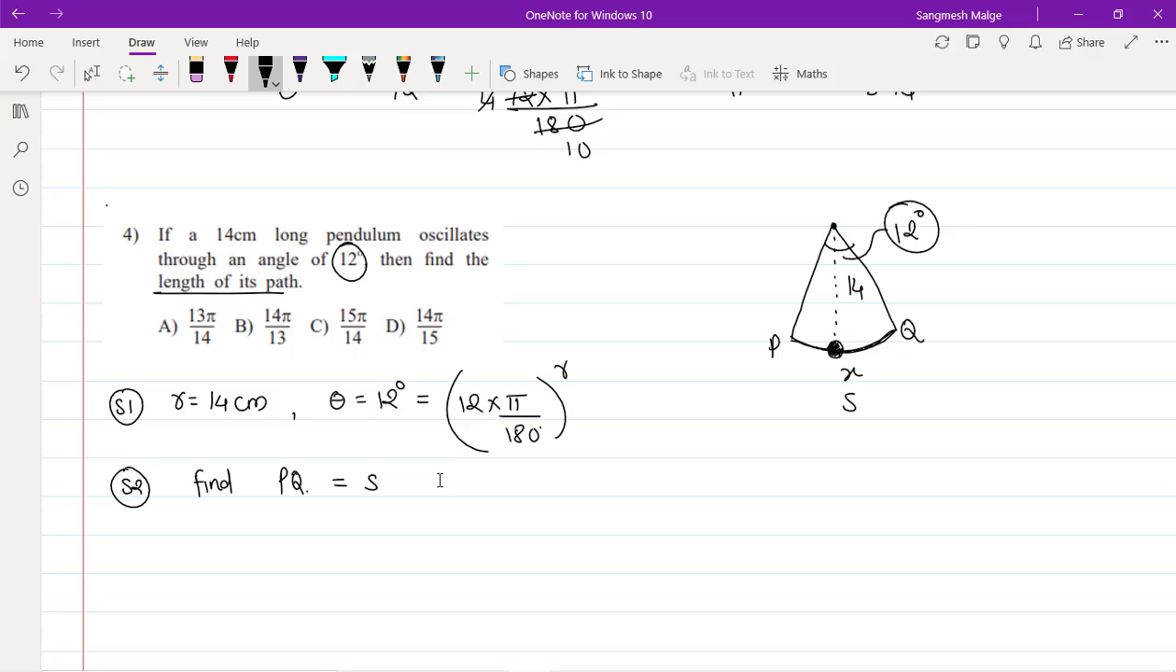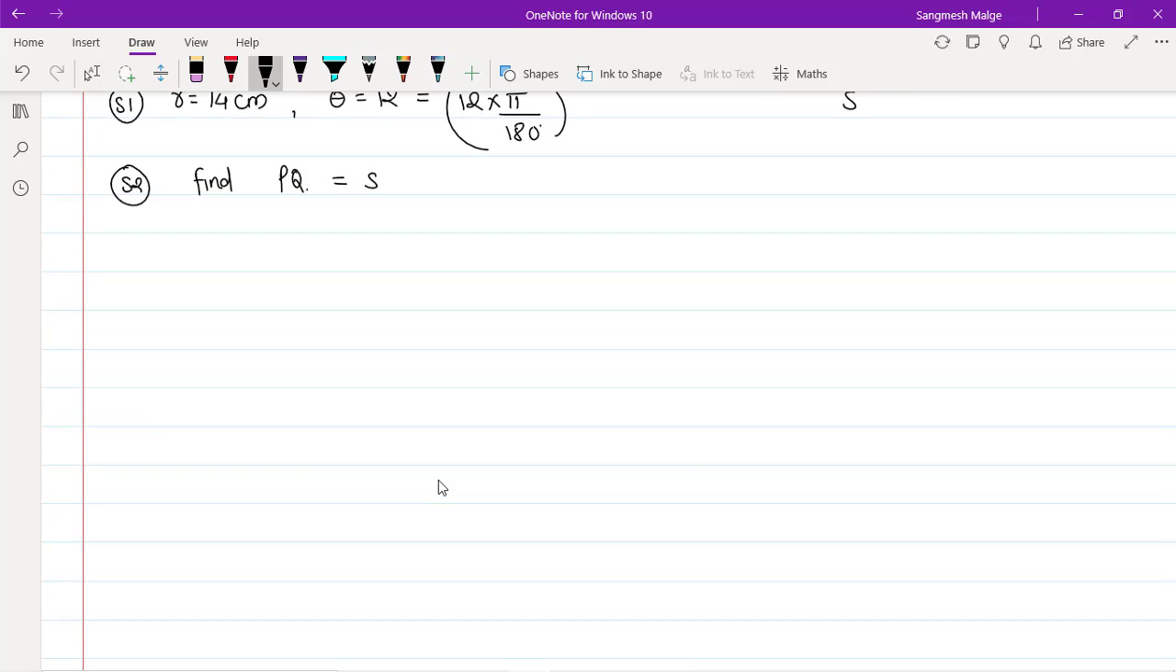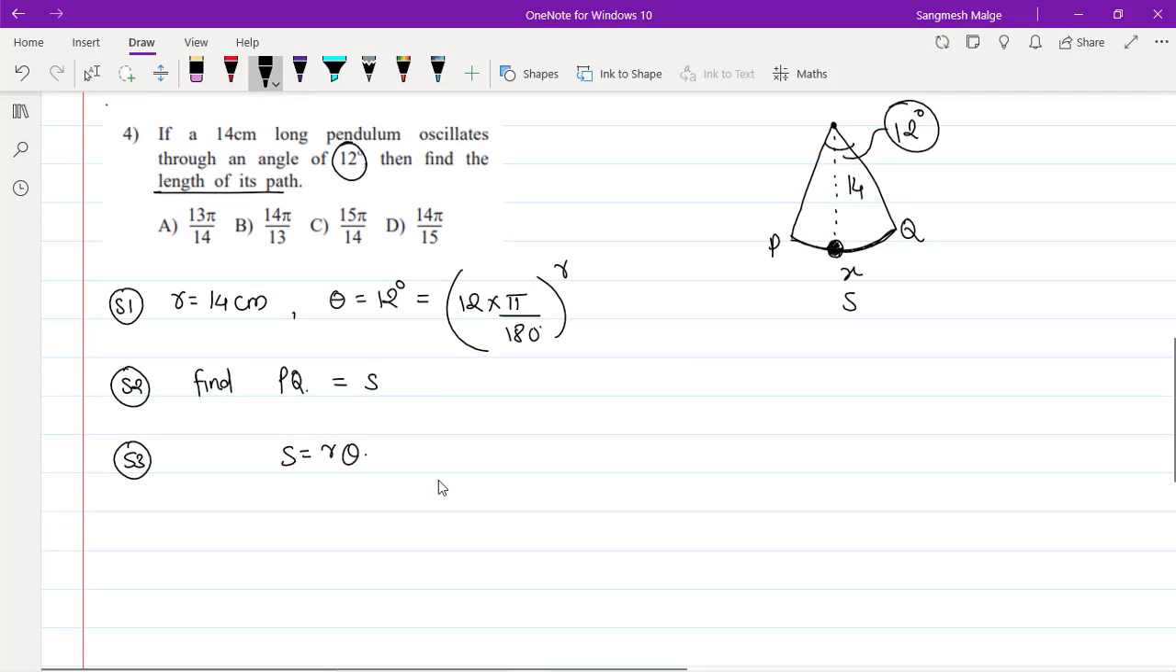I hope you can do this now. What is the formula? Step number 3, use the formula S equals R into theta. Substitute the values here. R is known, theta is known. You can get the answer easily. Is it okay? Or do you want me to solve this? Okay, sir, it is okay, no problem, perfectly fine.